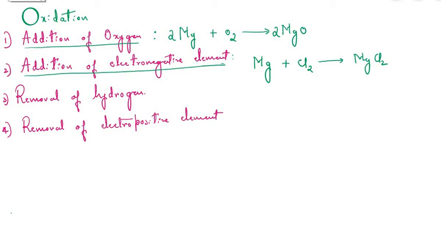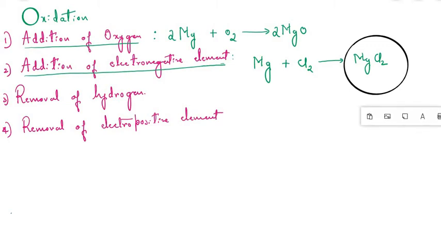And moreover, if you see this formula, MgCl2, see carefully here. Magnesium has the tendency to lose electron, so I can write here +2, right? And Cl has a tendency to gain electron, so I can write here -1. So -1 into 2 becomes -2, and here it is +2. Both get cancelled and the molecule becomes neutral in nature.